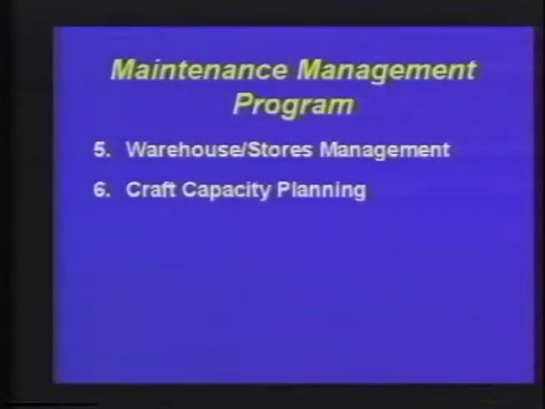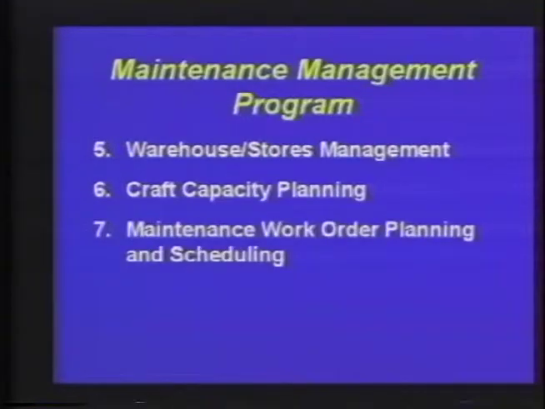We support record accuracy through the introduction of cycle counting, and then we subsequently issue material against work orders or ship material out to suppliers for either repair or replacement, depending on the particular activity. The sixth element is craft capacity planning, and this addresses the labor content of the maintenance work order planning and scheduling system.